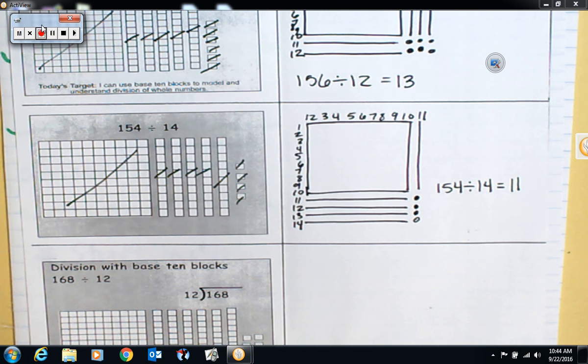All right, remember we're going to number crunch tomorrow, so no number crunching tonight.